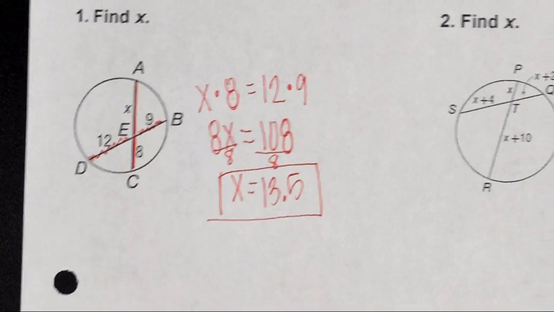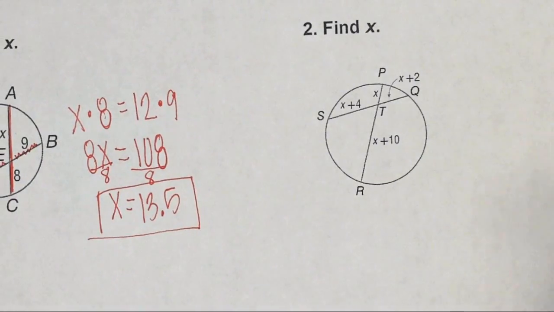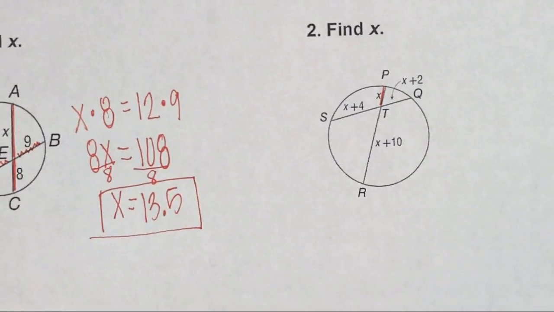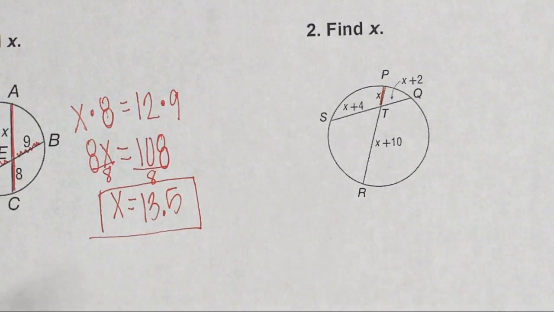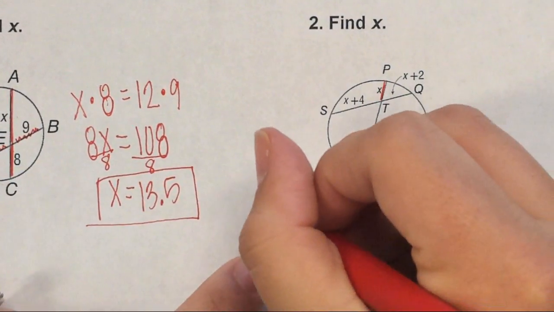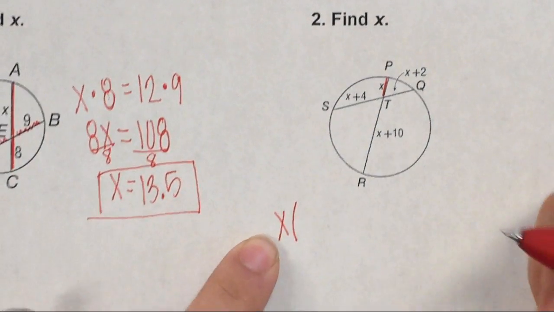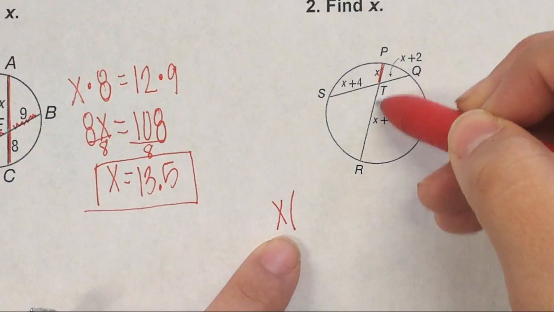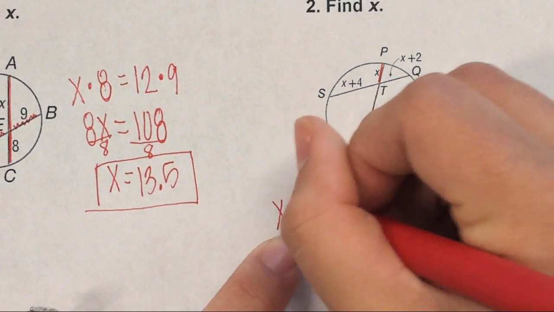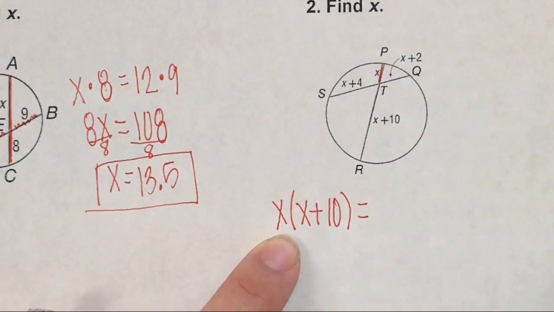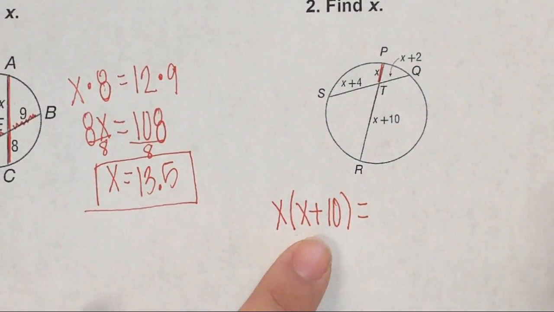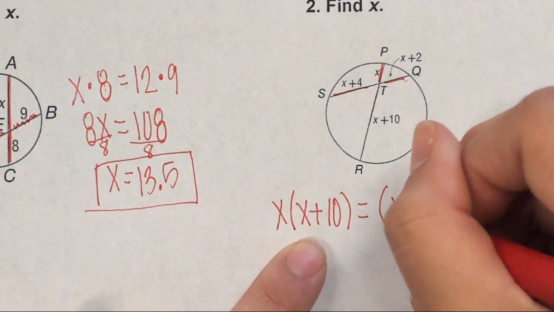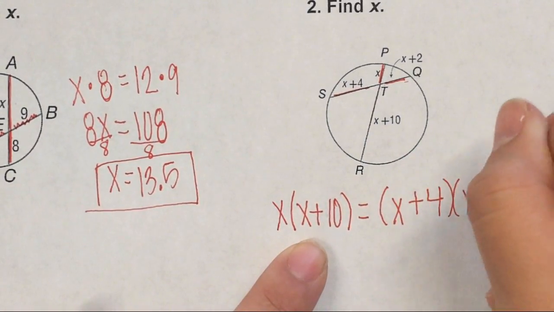Okay, so let's look at number 2. We have to take this, which is what? X. It doesn't matter which one you start with, okay, as long as you stay on the lines. So X, I'm going to write it down here, X, I'm going to open parentheses. Here's why. We have to multiply it by this, which is what? X plus 10. So you have X times X plus 10 equals both of these multiplied together. So I'm going to put X plus 4 times X plus 2.